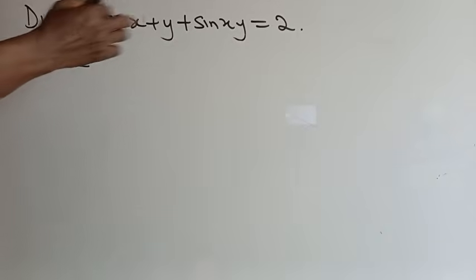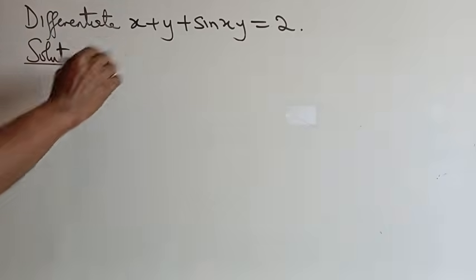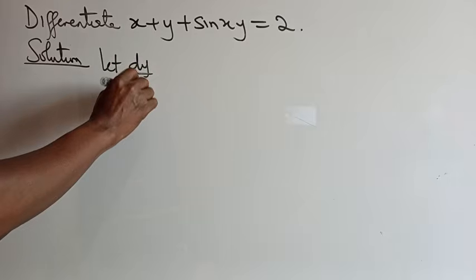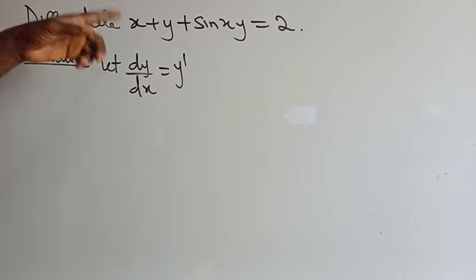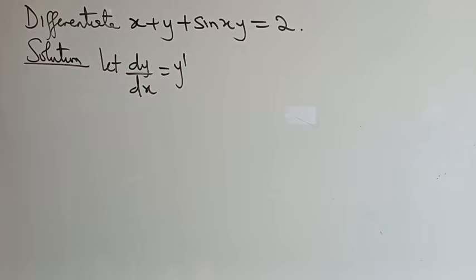We want to differentiate this function, which is an implicit differentiation. So now let our dy/dx be represented by y prime for easy calculation. That means anytime we see y and we differentiate that y, we must multiply the result by this dy/dx, which is y prime.